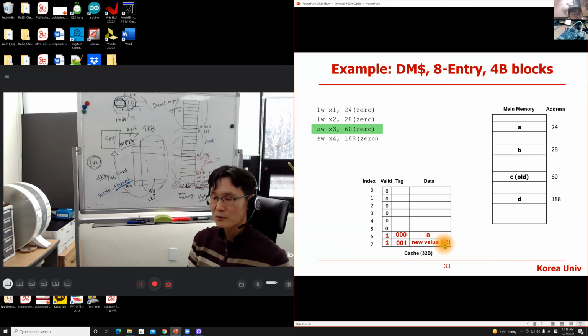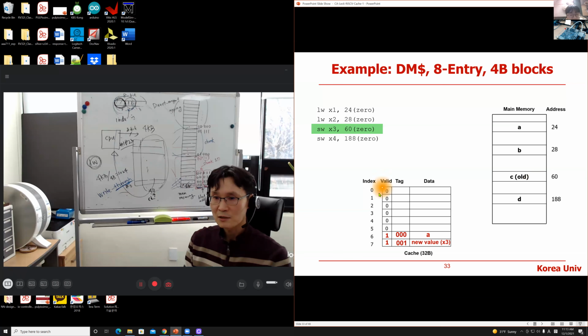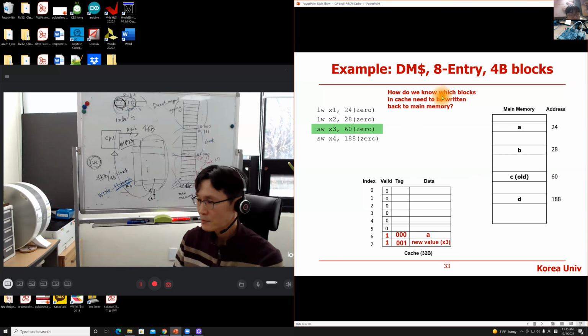Then how do you know? By looking at this cache, how do you know that the cache has the latest information and main memory has old information? How can you tell? You cannot tell by looking at this, right? So you need something additional.